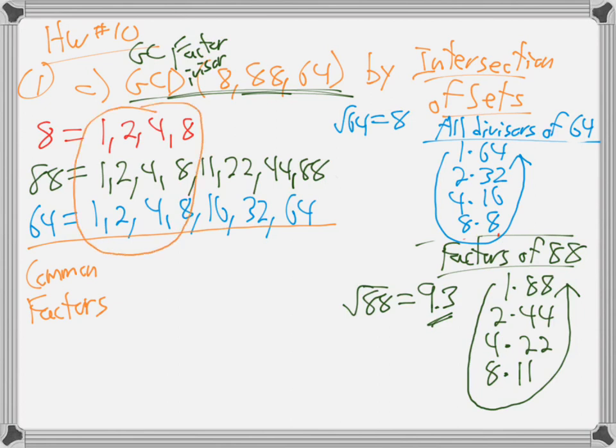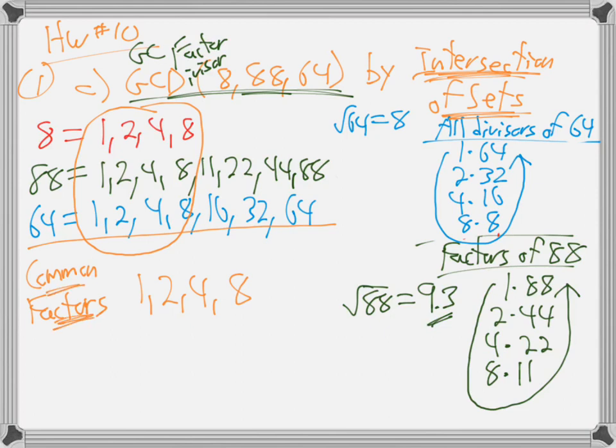Pretty obvious, huh? So 1, 2, 4, 8. That's why we call this the intersection of sets method, because in the end we're intersecting those sets. That makes sense when I'm saying intersection, right? What they have in common, what they overlap. So they all have 1, 2, 4, and 8 as common factors or common divisors.